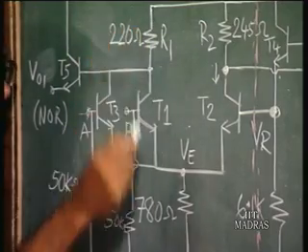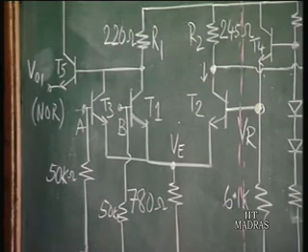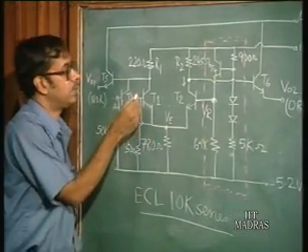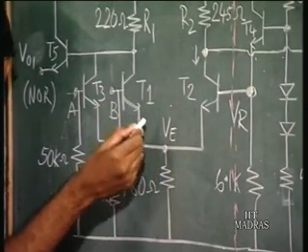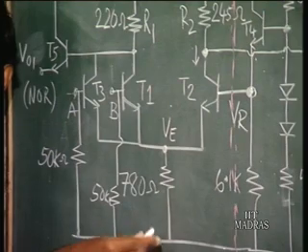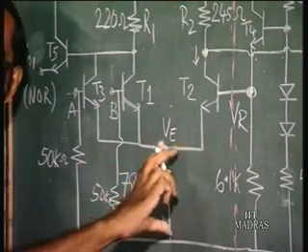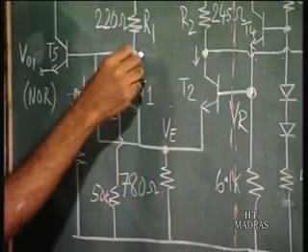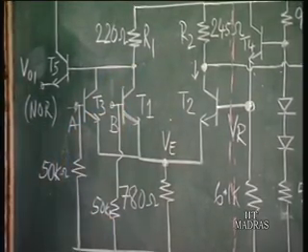You have a collector resistance R1 220 ohms, and you have an emitter resistance 780 ohms. Okay. And if you go on increasing the input voltage, what is going to happen? What happens to this VE? It also keeps on increasing. So, what happens to the current? Emitter current keeps on increasing because VE increases. So, the drop across the emitter resistance increases, which also means that the collector current is also increasing, because collector current is the same as the emitter current.